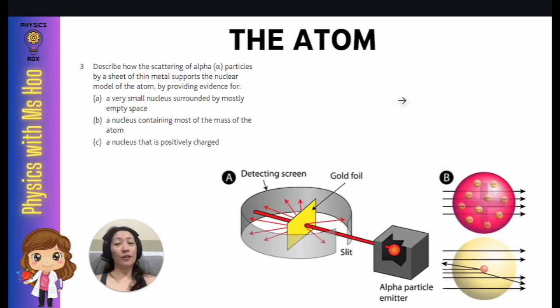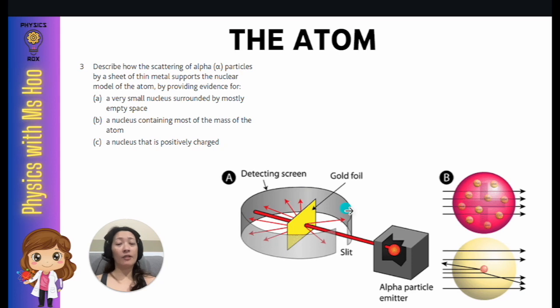Now, in addition, you also need to know about the gold foil experiment. So you can see in here, we need to know how the scattering of alpha particles by a sheet of thin metal, which is essentially the gold foil, is able to support the nuclear model of the atom. You need to know about this gold foil experiment and how the results of this experiment provide the hypothesis for the nuclear model. So the nuclear model that we've come up with based on this experiment, for one, states that there's a very small nucleus inside the atom surrounded by mostly empty space. This nucleus contains most of the mass of the atom, and this nucleus is positively charged.